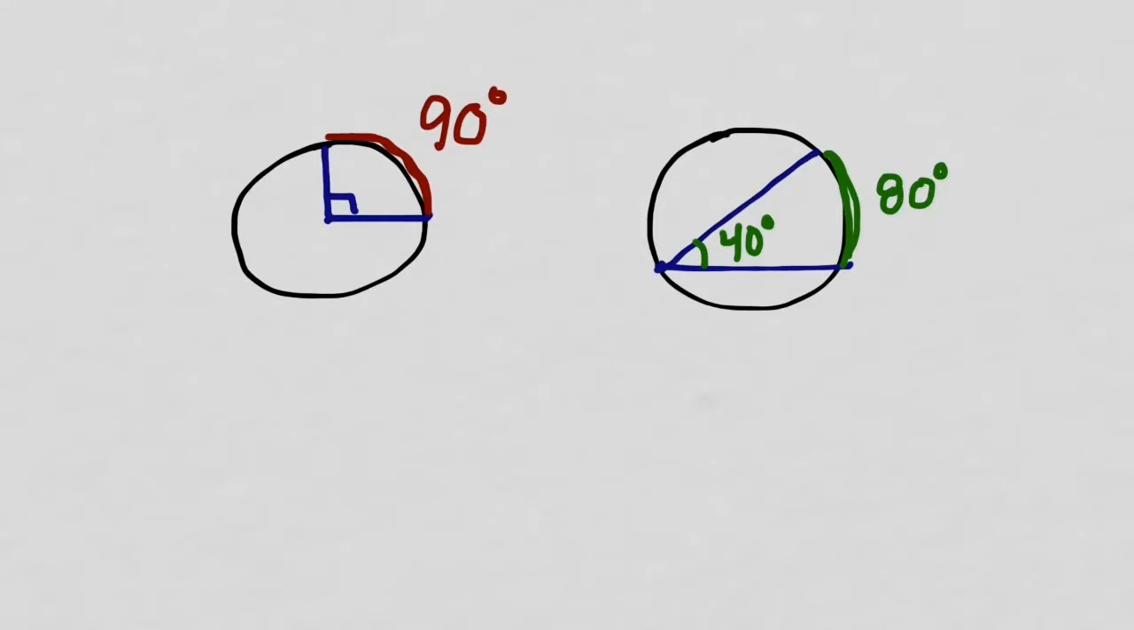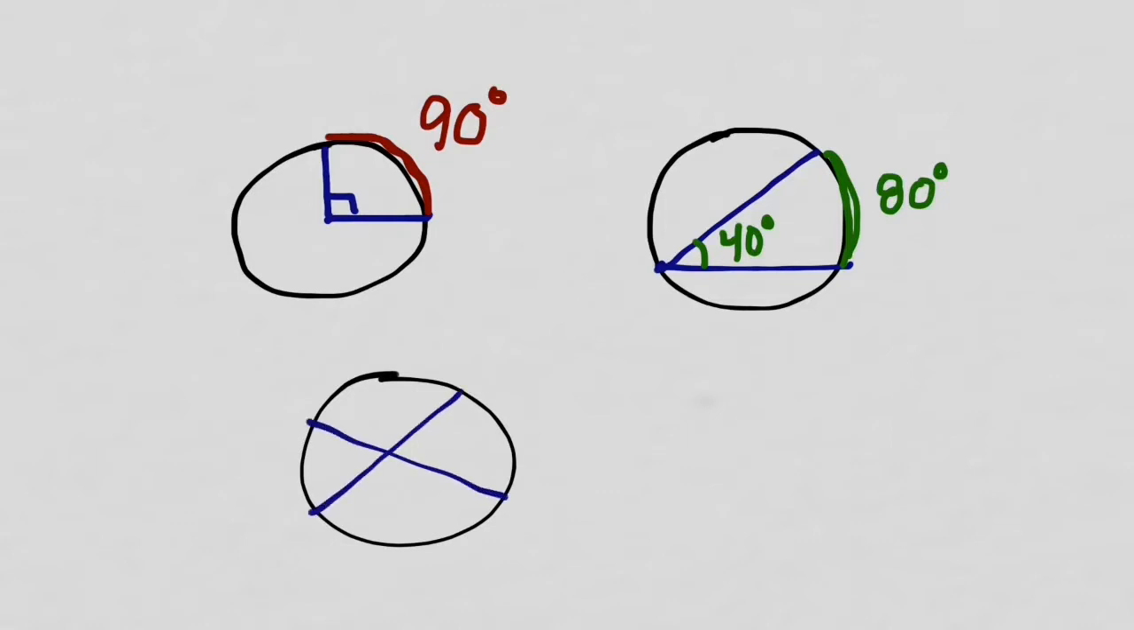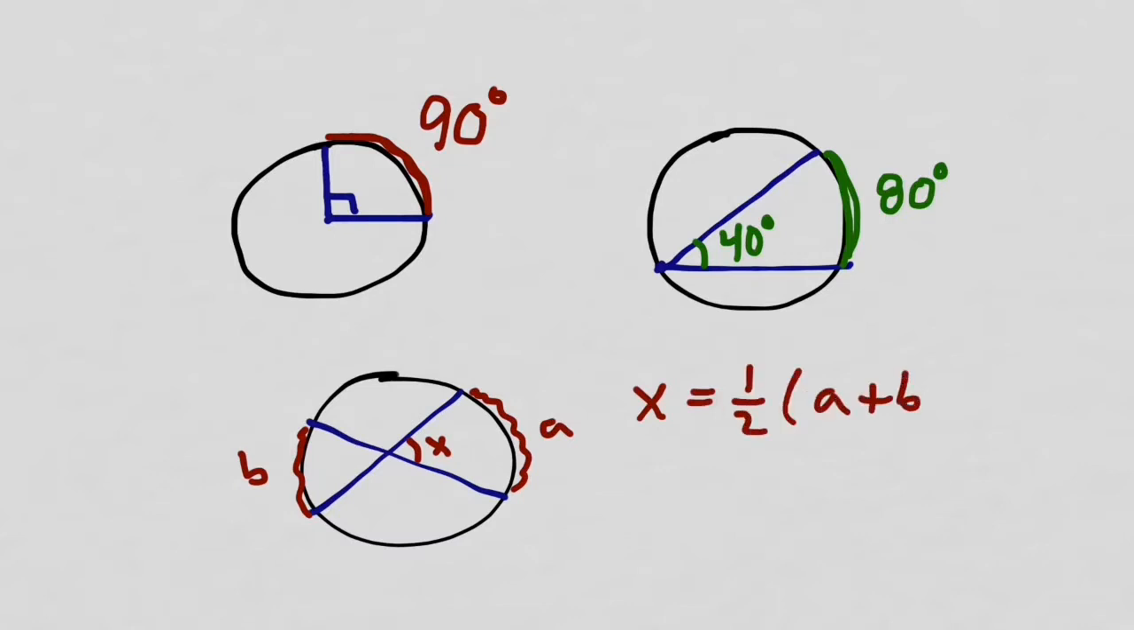Now, these 2 ideas can be generalized for any 2 lines that cross a circle. The measure of this angle is going to be the average of this arc and this arc. So if this is called A and this is called B, and we call this X, we get the relationship that X equals 1/2 (A plus B).